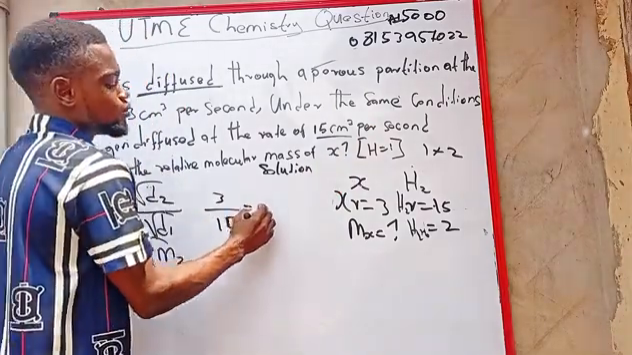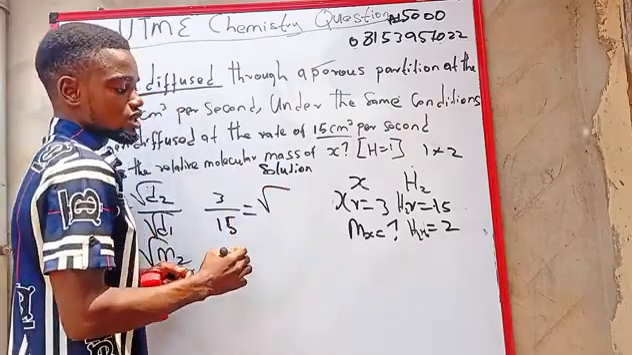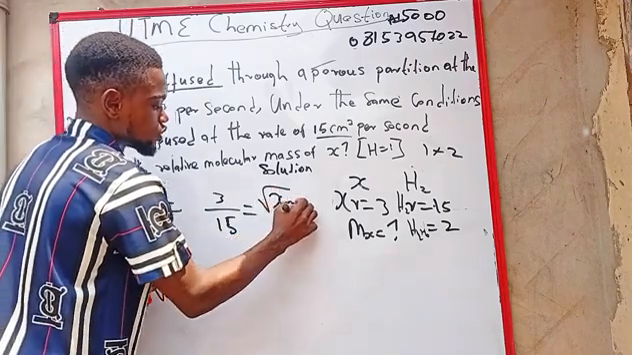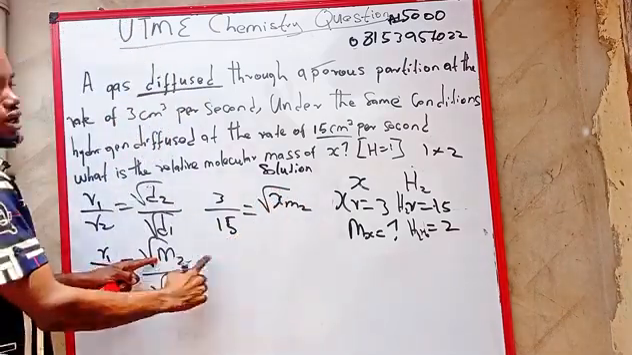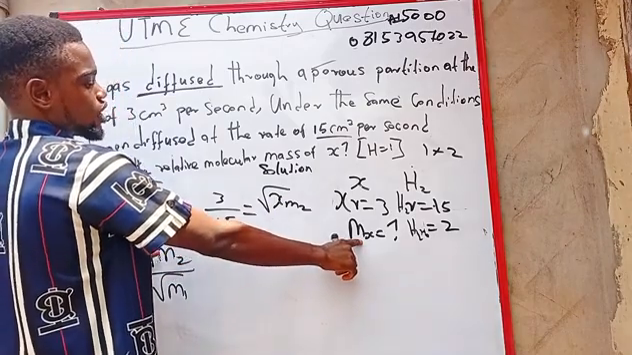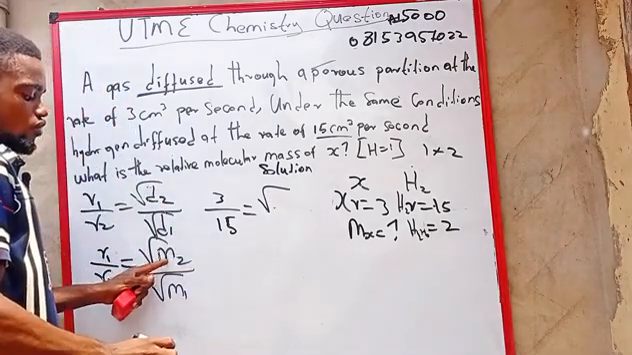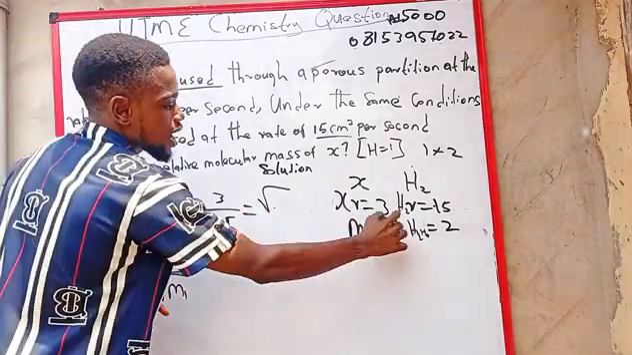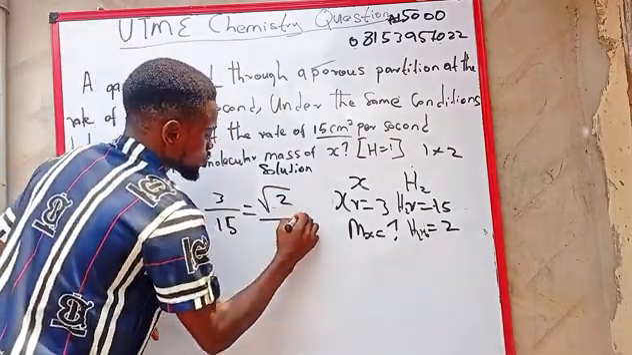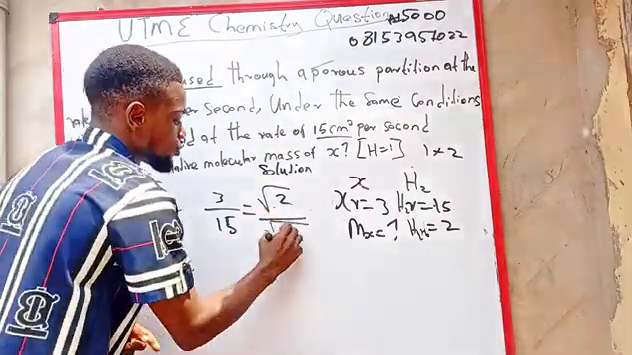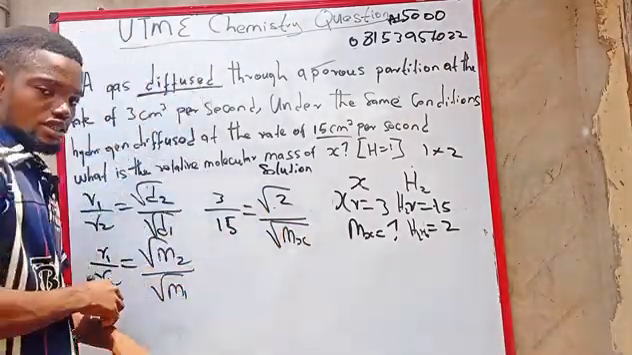Now remember that this square root can be divided. Let's make it separate: root M2, because we don't know the molecular mass of gas 2. Sorry, the molecular mass of gas 2 is hydrogen. So we know hydrogen as 2, all over the root of the molecular mass of gas X, which is what we are looking for.